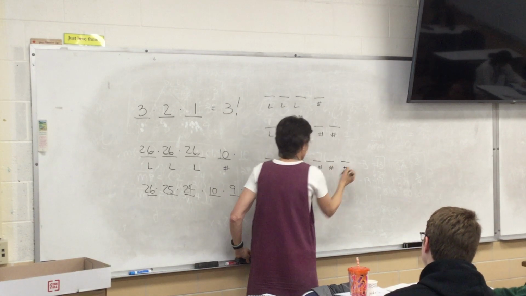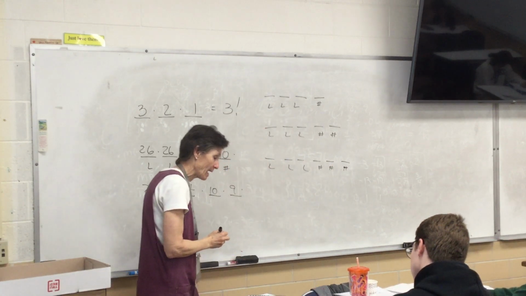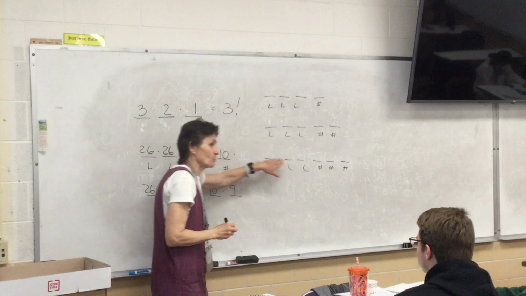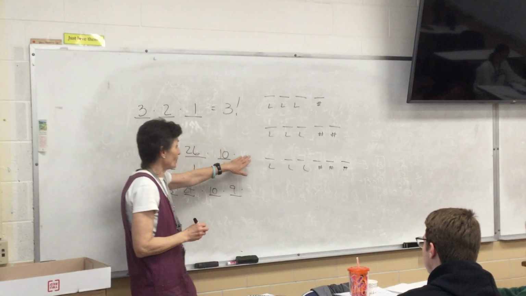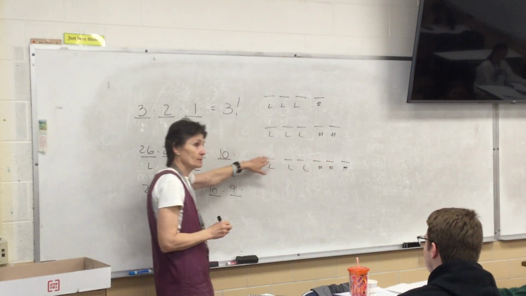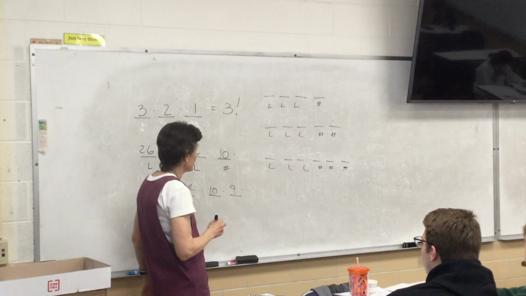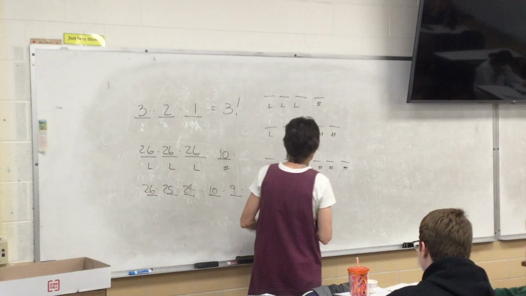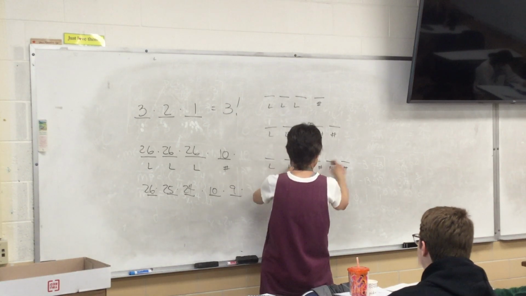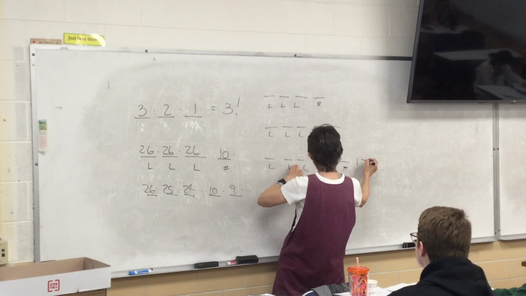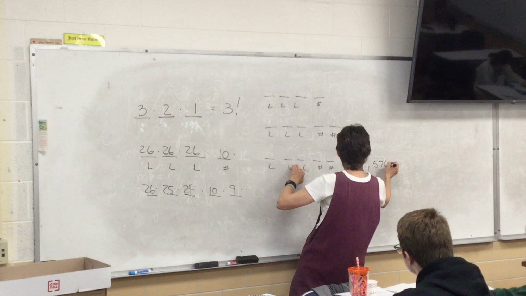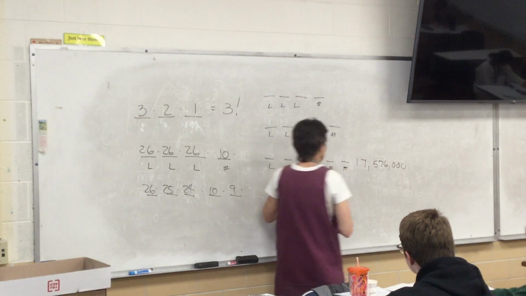Now this last one, it says repetitions are allowed, so I think we've already done this one, haven't we? Haven't we already figured out this number? That one was, oh, I erased it. I think I can still see it here. Was it 17,576,000? Yeah. Okay.